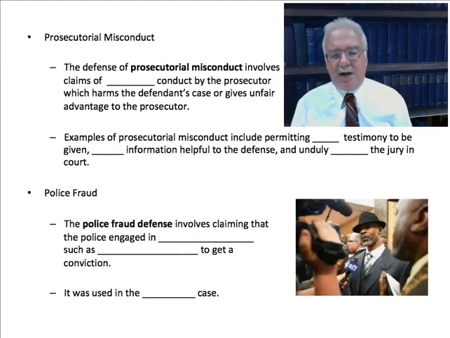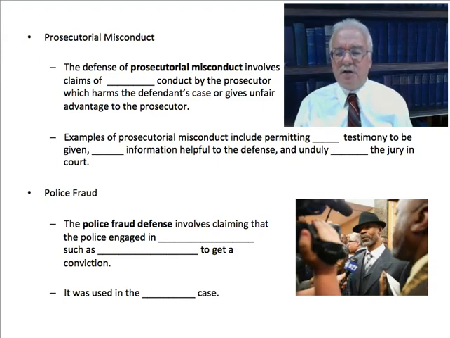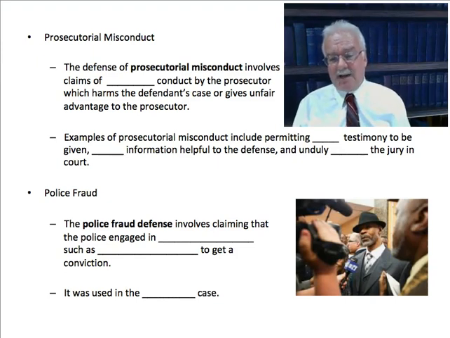All right, prosecutorial misconduct. The defense of prosecutorial misconduct involves claims of unethical or even illegal conduct by the prosecutor, which harms the defendant's case or gives unfair advantage to the prosecutor. So examples of prosecutorial misconduct would include permitting false testimony to be given in court. This is an extreme breach of legal ethics, and a prosecutor could not only lose the case, they could be disbarred.